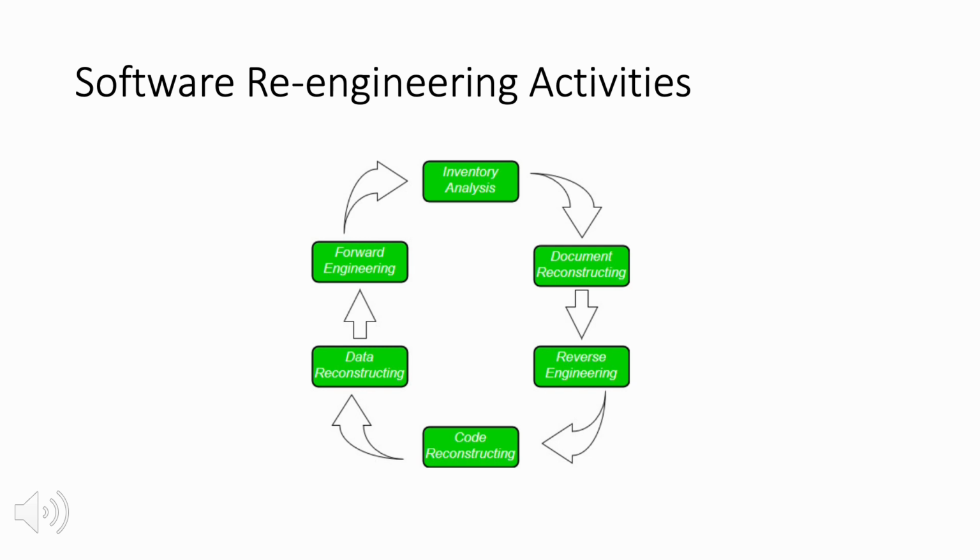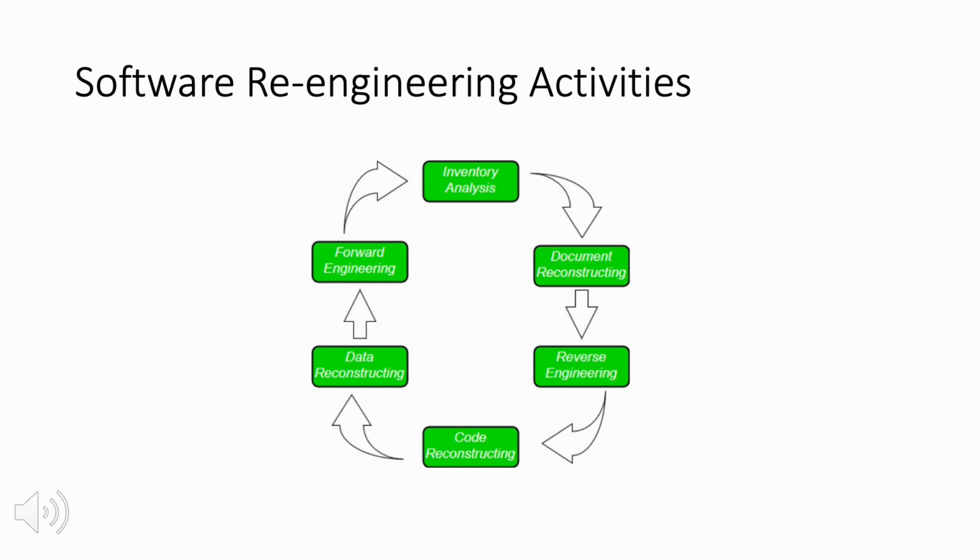5. Data restructuring. Data restructuring begins with a reverse engineering activity. Current data architecture is dissected, and the necessary data models are defined. Data objects and attributes are identified, and existing data structures are reviewed for quality.